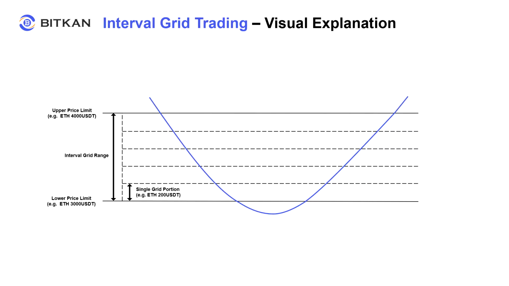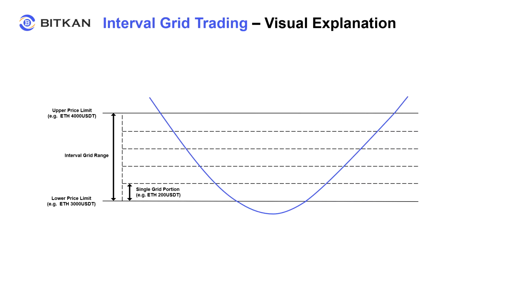Next, the number of grids determines the price amount of each grid, which is the amount of profit you will earn for every buy and sell order. For example, if the number of grids is set at 5, each grid represents $200 worth of ETH, since the upper and lower limits are set at 4,000 and 3,000 respectively. In general, a higher number of grids means a lower investment amount from each order, and you will profit from smaller price fluctuations, and vice versa.